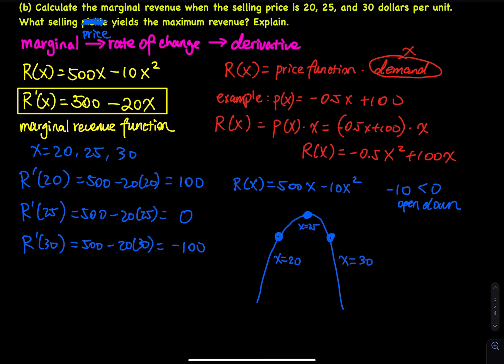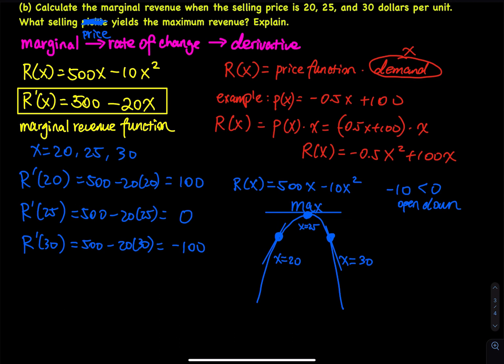What about the tangent line? When x equals 25, we have a horizontal tangent line. When x equals 20, we have a tangent line that looks like this, going uphill, and when x equals 30, the tangent line is going downhill. So where is the maximum? The maximum is right over here. So when x equals 25, R prime of 25 equals 0. Therefore, there is a max. When x equals 25, we are at the maximum of the parabola.